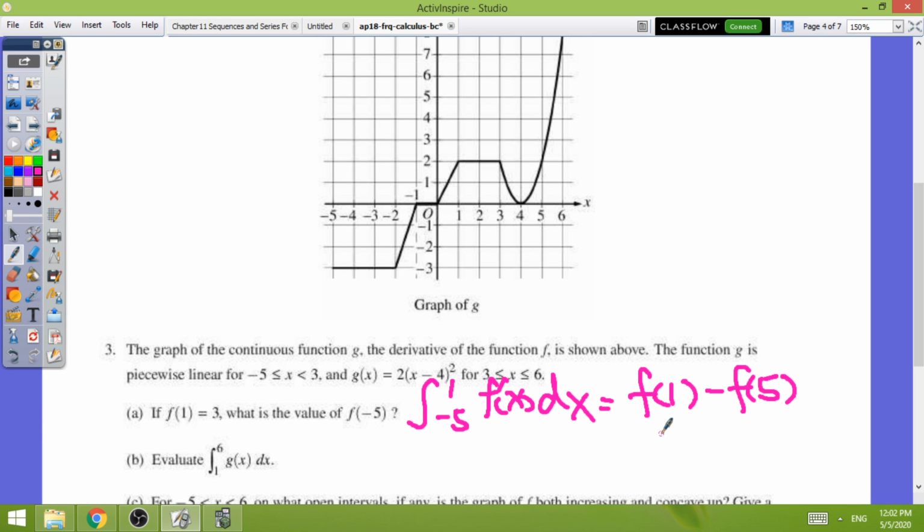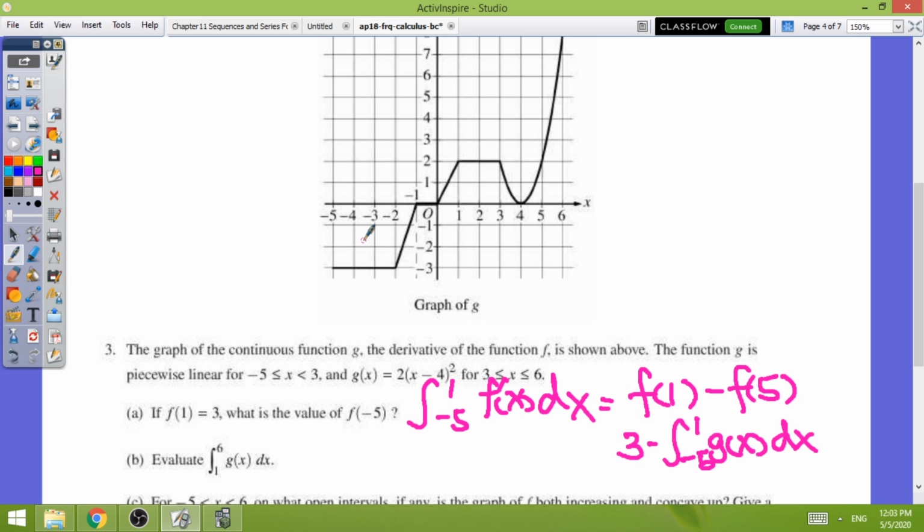Okay, f of 1 is given already, so we just plug in the number, which is 3. So 3 minus, and then for the rest of this, we want to integrate in order to find out f of -5, so we integrate from -5 to 1 of g of x dx. Basically you just want to find the area from -5 to 1 right here.